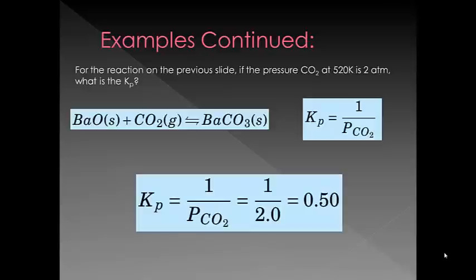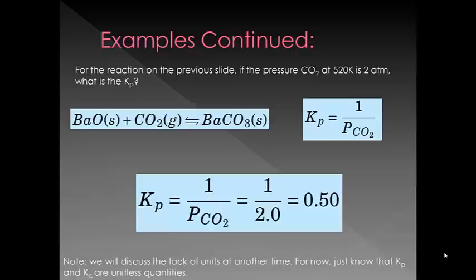Now, you'll notice that I don't have a unit on this value, and that might seem a little weird since we're used to always having to have units, and we know that pressure has a unit. I'm not going to get into this too much right now, but what we're actually filling in is something called an activity, and this is unitless. It just happens to be that it's the same value as the pressure. So for right now, don't worry about it too much. We'll talk about that later. Just know that Kp and Kc aren't going to have units when you solve for that number.